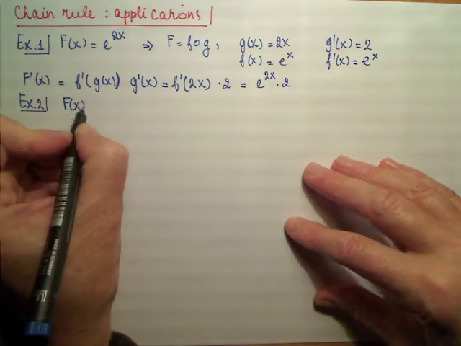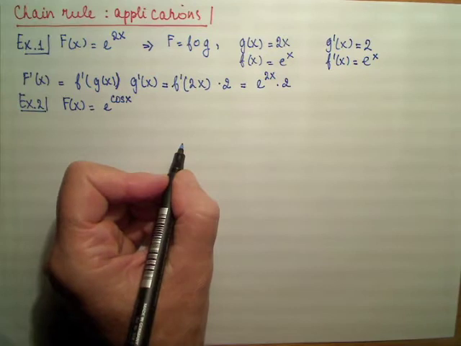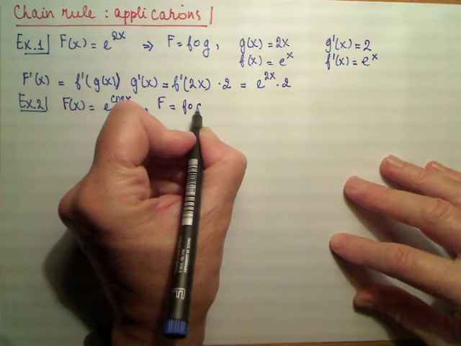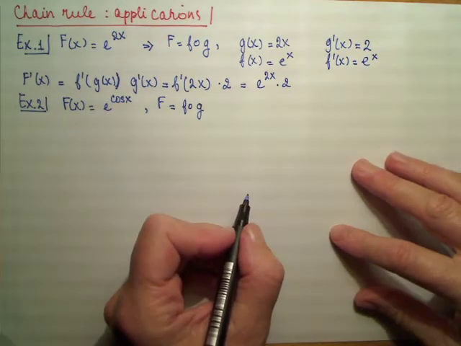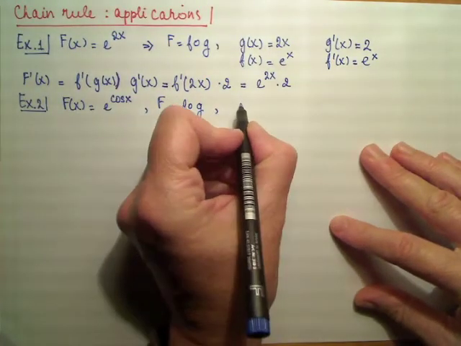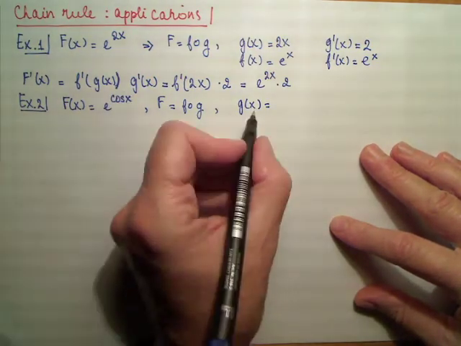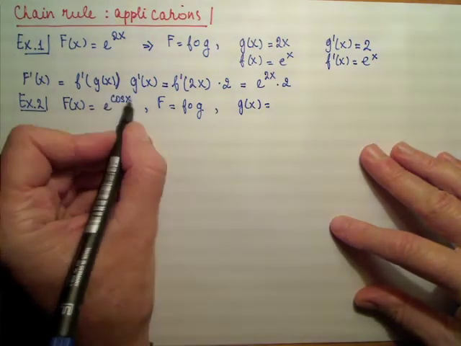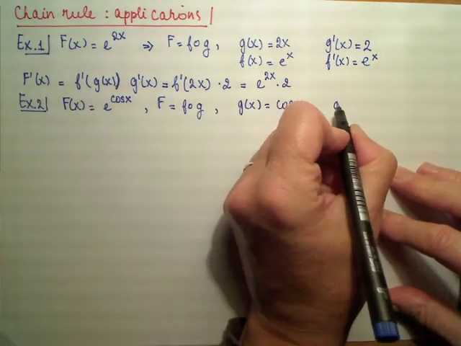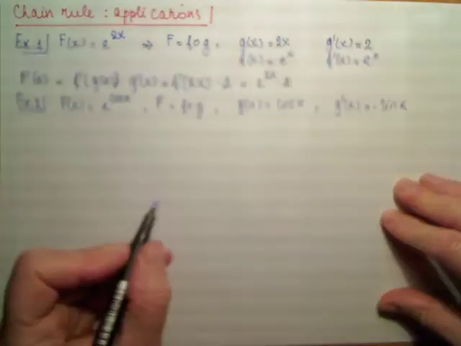Okay, next example is e to the power, let us take cosine of x. Again, f is the composition of two functions, little f and g, where little f is the same as before, but g is slightly different. G of x is cosine of x. So we first take cosine of x and then we put it into the power cosine. What is the derivative of cosine of x? It is equal to minus sine of x.